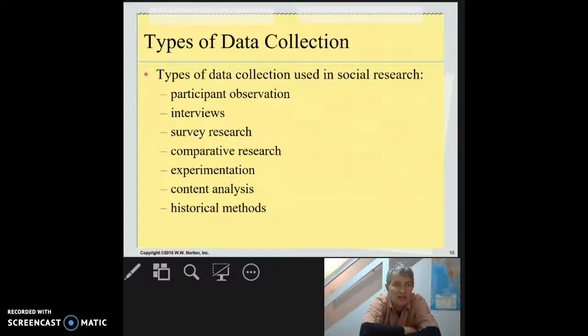What are some types of data collection? There's participant observation. You can do interviews, you can do survey research, you can do comparative research, experimentation, content analysis, historical methods. And these different kinds of data collection help researchers get a different aspect of the research project. Many researchers use mixed method approaches. I talked about mixed methods earlier, where you're maybe starting out with quantitative or maybe starting out with a qualitative study to kind of get an idea of what's going on out in the field, and then you follow it up. Now that you know a little bit more about what's going on, you follow it up with a qualitative research.